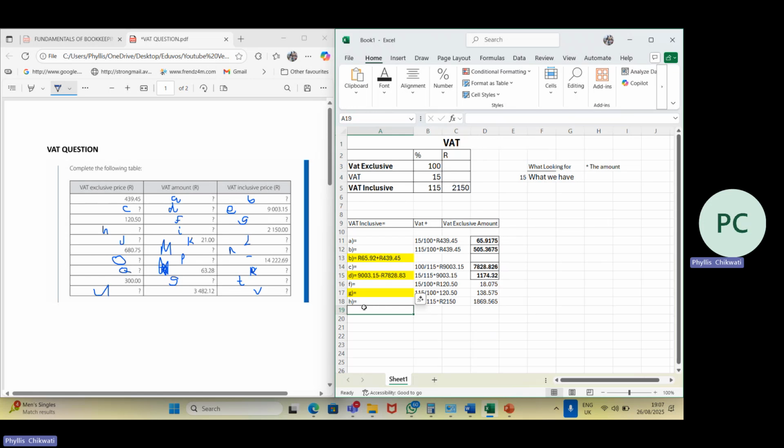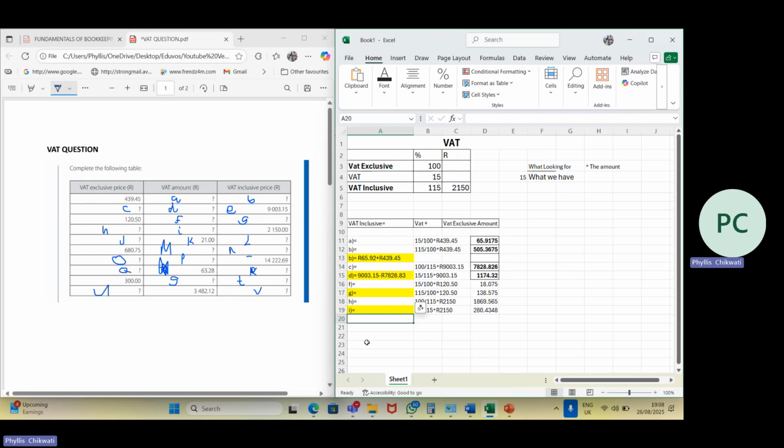H done, let's go for I. I is our VAT portion. How do we get that? Our VAT rate is 15 divided by 115, what we have, and then we multiply by 2150. That should give us how much? Times 2150. That should give us 280.43 to two decimal places.